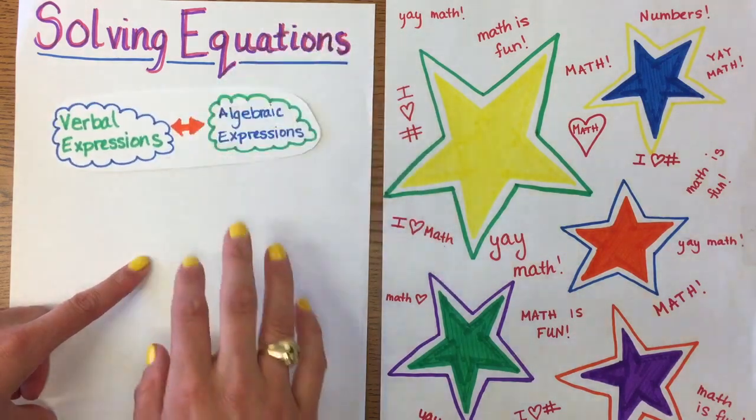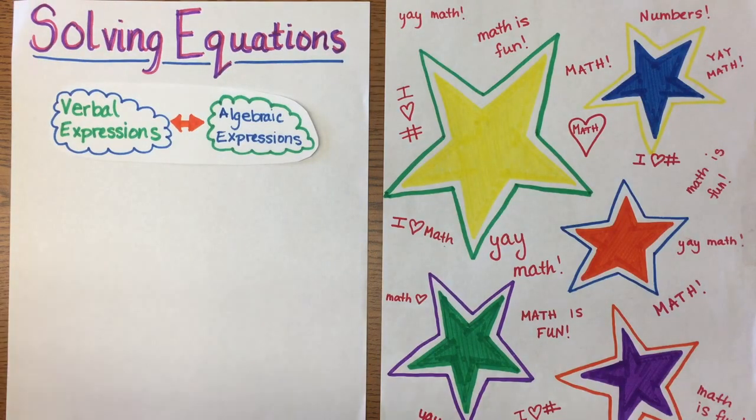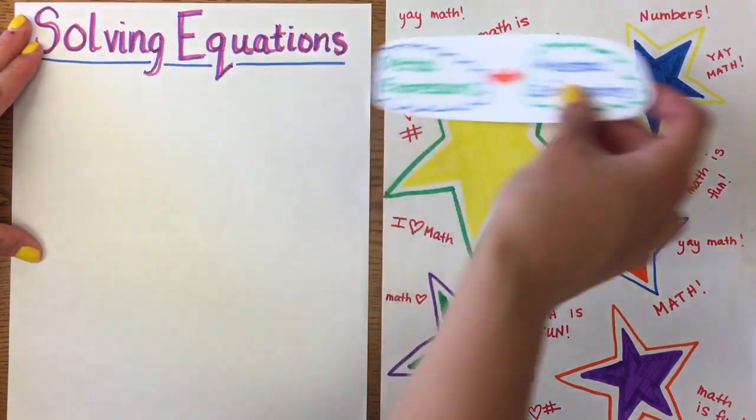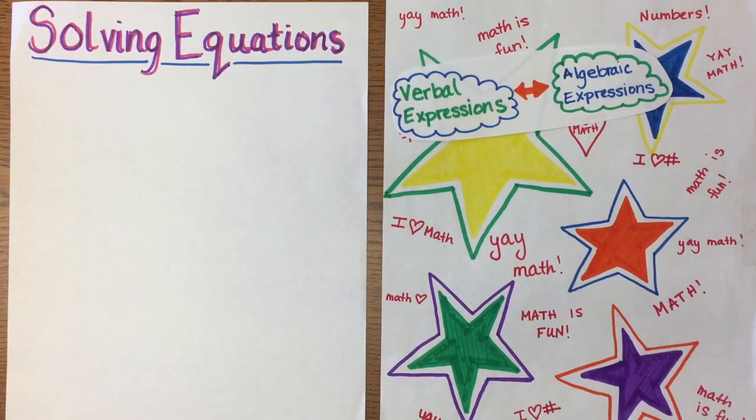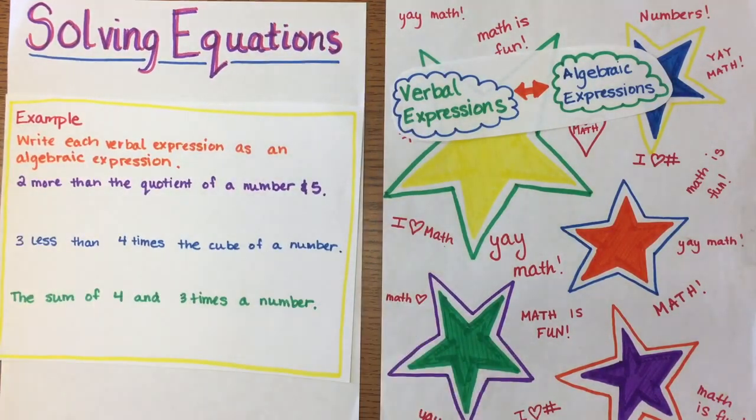So when we're looking at going between verbal expressions and algebraic expressions, there are some key words we're going to be looking at. The first thing I want to do is practice going between verbal expressions and algebraic expressions. So we're going to write each of these verbal expressions as an algebraic expression. The first one we're going to look at is 2 more than the quotient of a number and 5.